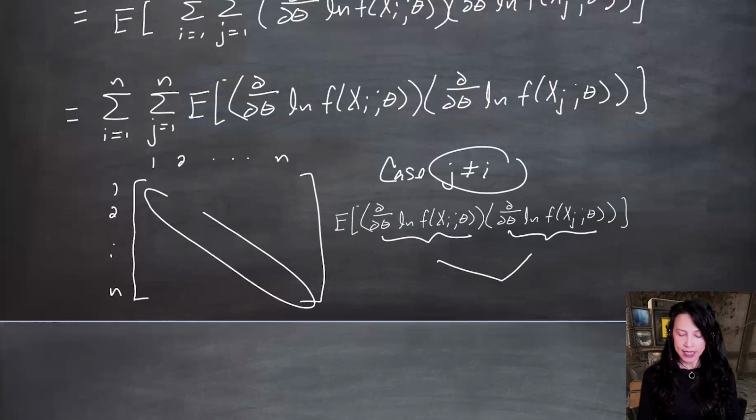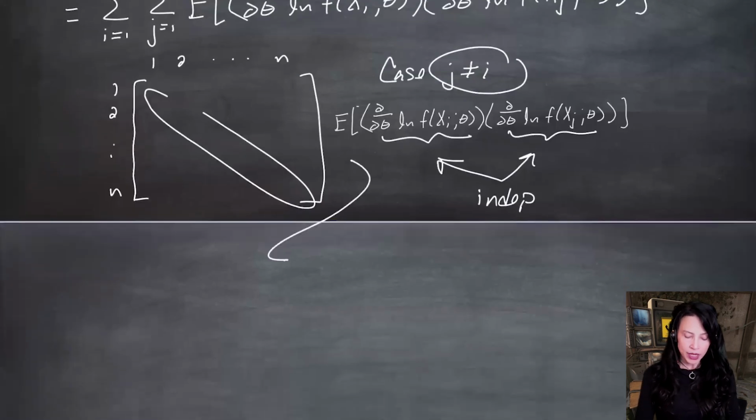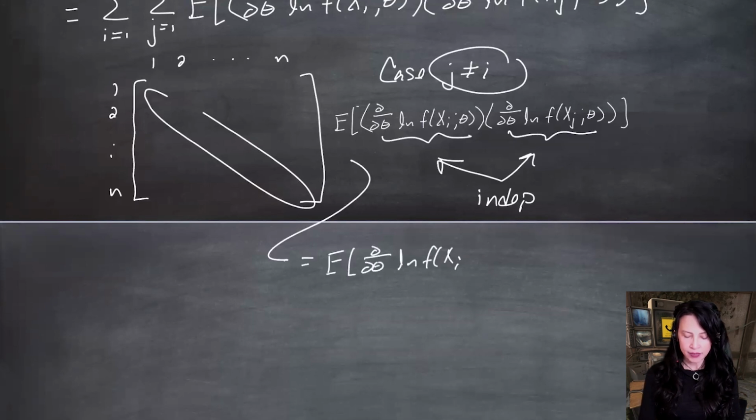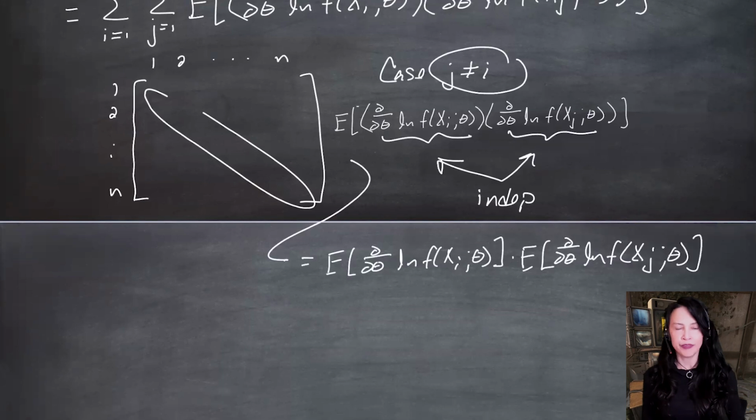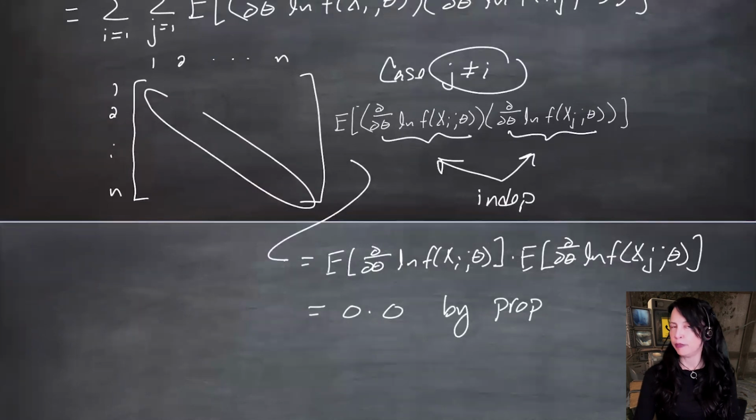So in this case where j does not equal i, these are independent. And that means that we can write this as the expected value of the first one times the expected value of the second one. But each of these is the expected value of the score function. This is 0 times 0, by the computational simplification or property 1.